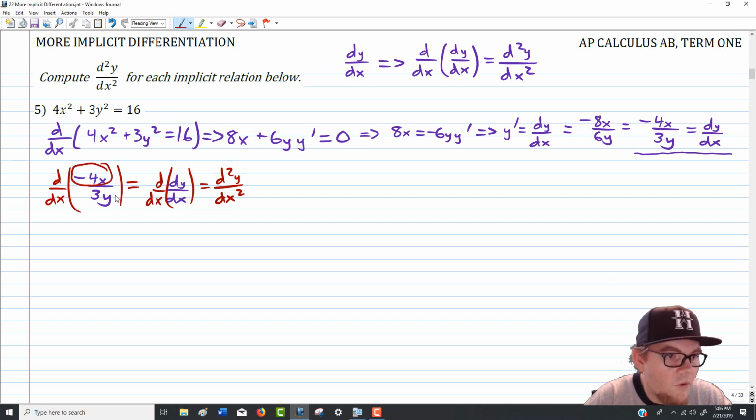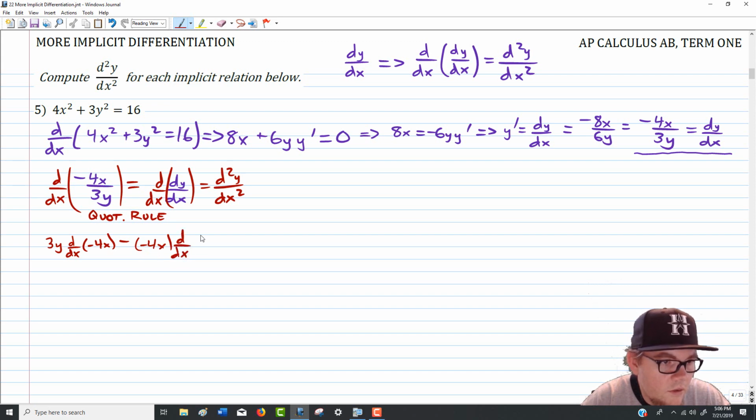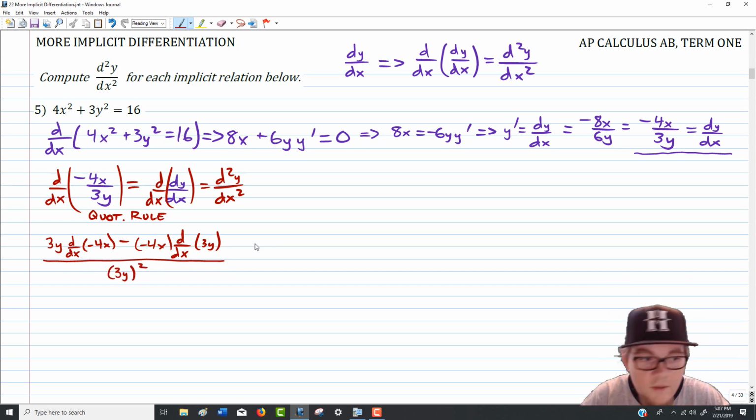On the left side, we have negative 4x over 3y, which requires, yes, that's right, our good old friend, the quotient rule. In fact, the quotient rule is pretty endemic to this situation, so we've got to be ready for it. I'm going to play it careful as we work our way through. Looking at our pieces, this is going to be low d high, I should use d dx, low d high minus high d low, all over low, low. There it is.